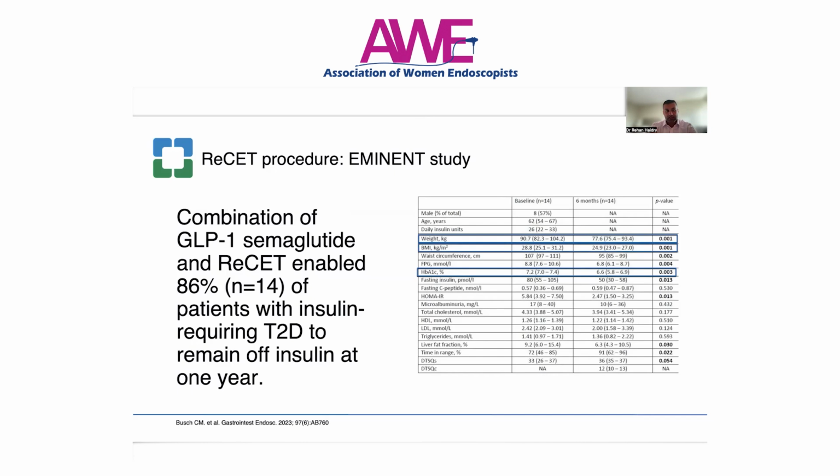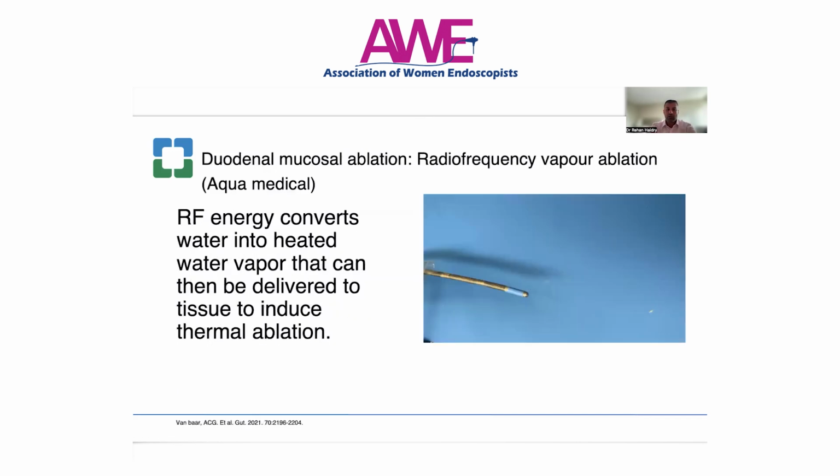And this is a very elegant study, although only in a few patients, looking at a combination of semaglutide and electroporation to show that in patients who were type 2 diabetic on insulin, we can pull them back and reduce insulin at 1 year, and you can see a significant reduction in A1C from 7.2 to 6.6. So there's more than one way to skin a cat, and we look at some of the competing technologies.